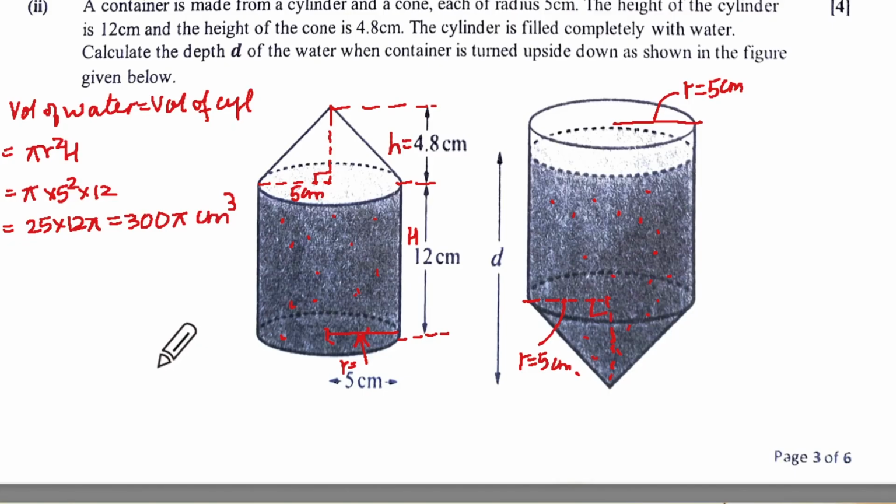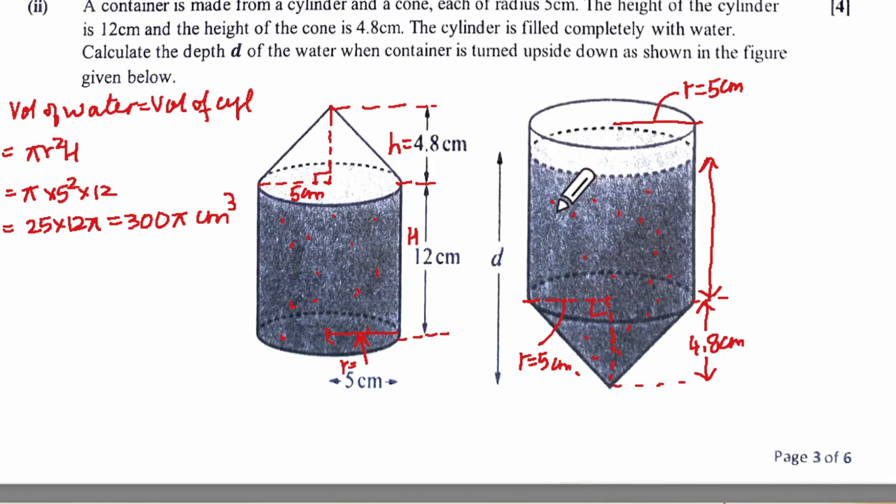Understood up to here, right? Yes. Now, ma'am, remember, when we turn this upside down, this entire volume of the water is going to be 300 pi. Okay, this water, same volume. But I will need from here to here. I need to know this. Tell me how much will be this. I know that from here to here, this is 4.8 centimeter. Agreed?